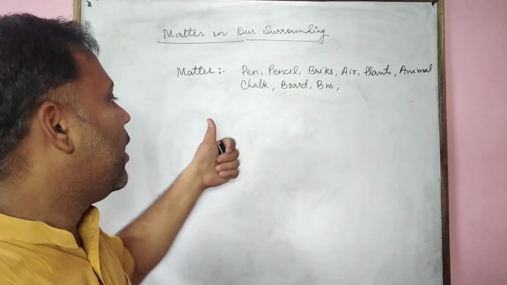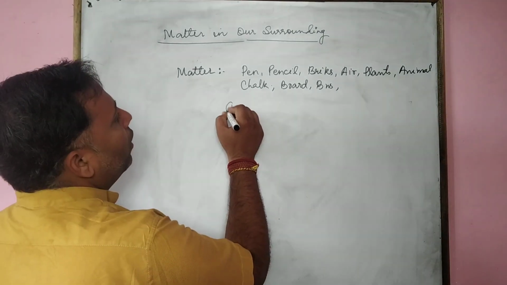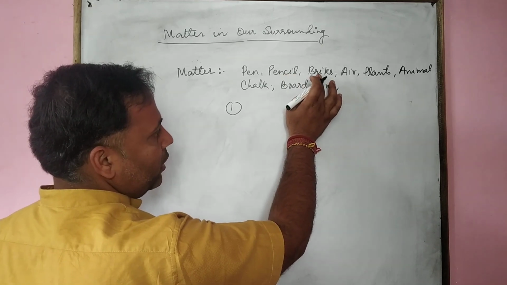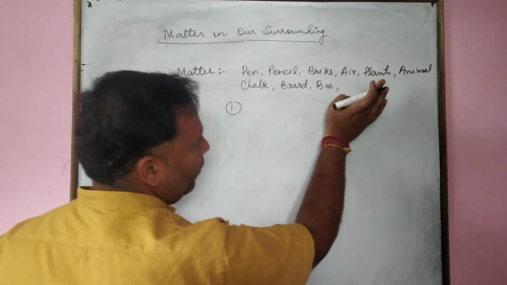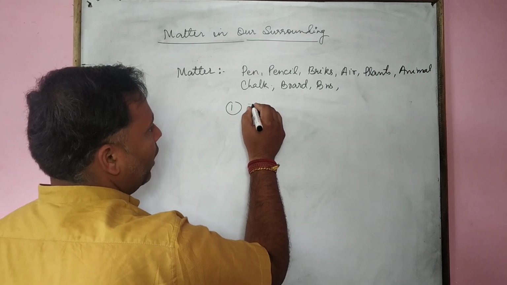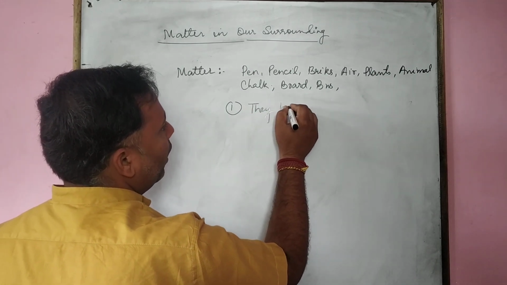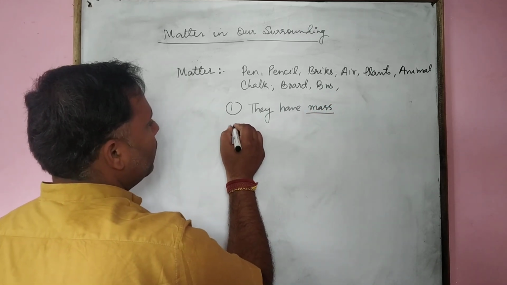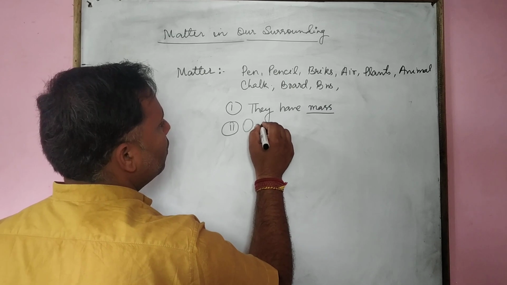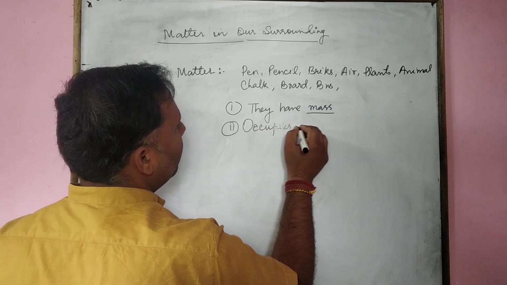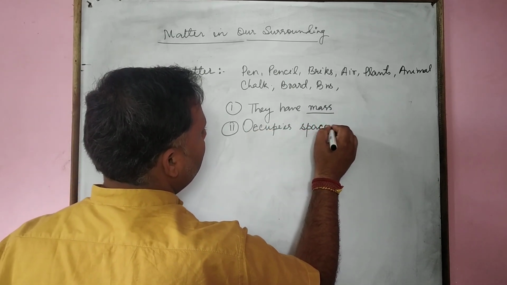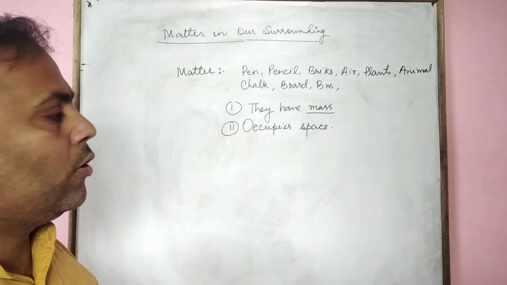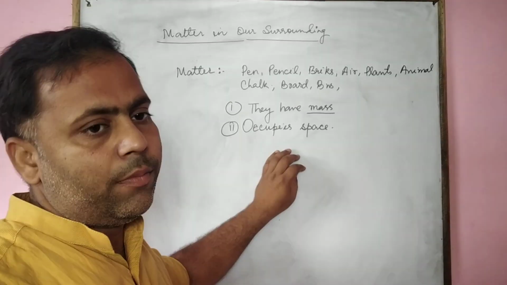The first similarity is that all, pen has mass, yes or no? Pencil has mass, bus has, bricks has mass, air has mass, plant has mass. It means they have, what they have? They have mass, the first one. And the next one is that they occupy space. It means anything which has mass and occupies space is termed as matter.